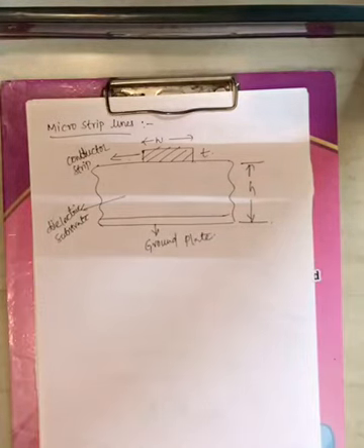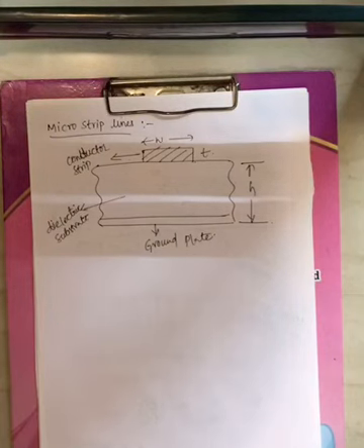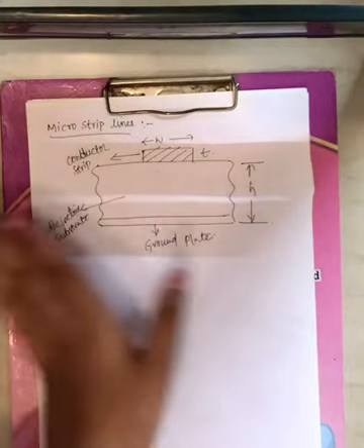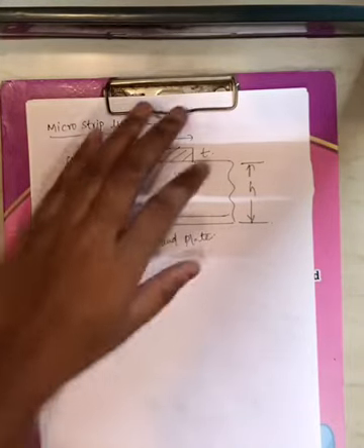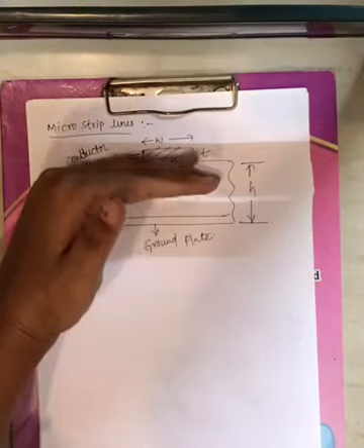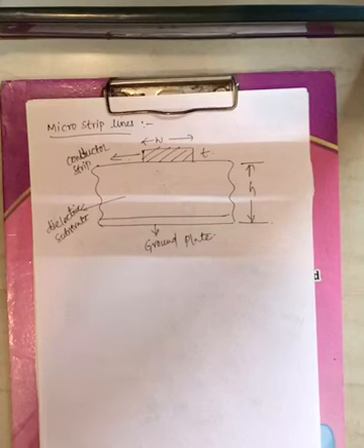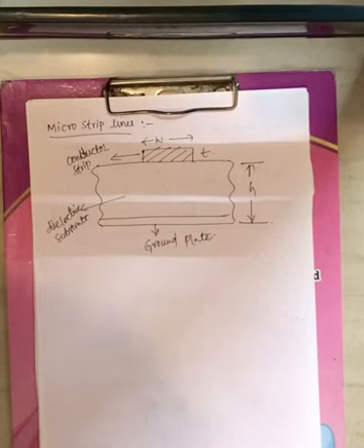Now this is the structure of microstrip lines. What is the difference between strip lines and microstrip lines? In strip line, the strip is placed between two ground plates, right? Here you have only one ground plate, and you won't have any ground plate on top of the strip. That is the main difference between strip lines and microstrip line. This is the structure of the microstrip line.